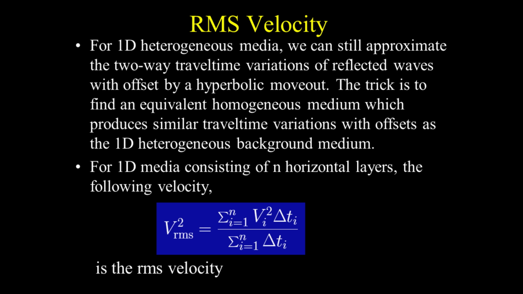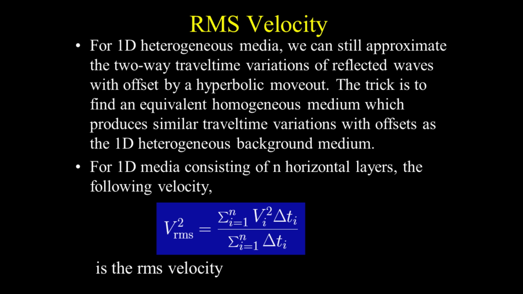The basic idea here is that for 1D heterogeneous media, we can still approximate the two-way travel time variations of reflected waves with offset by a hyperbolic moveout, just like in the case of a single interface. The trick is to find an equivalent homogeneous medium, which produces similar travel time variations with offsets as the 1D heterogeneous background medium.